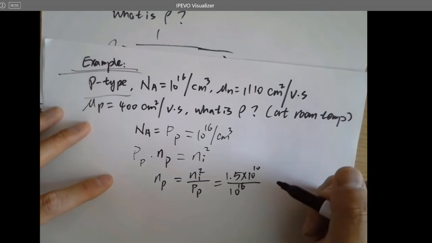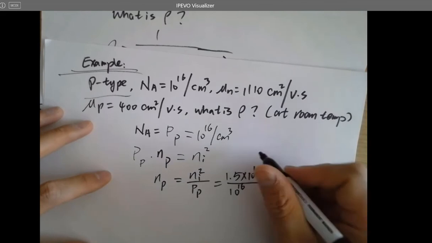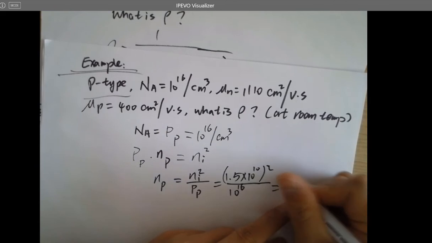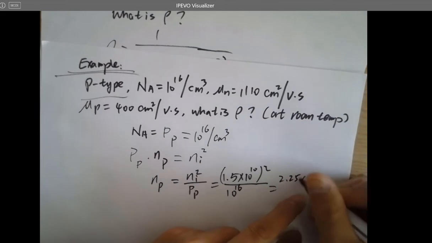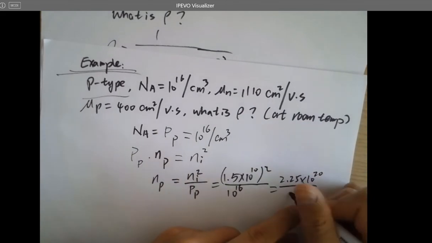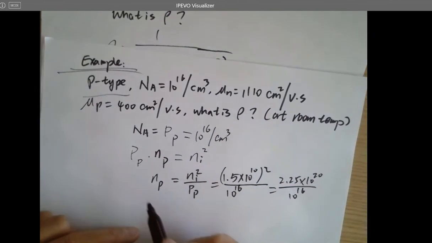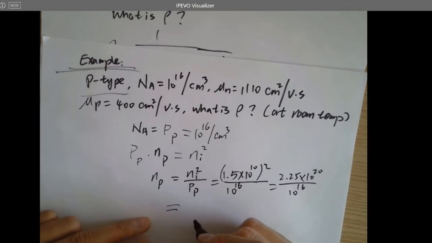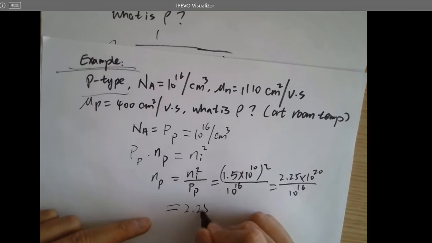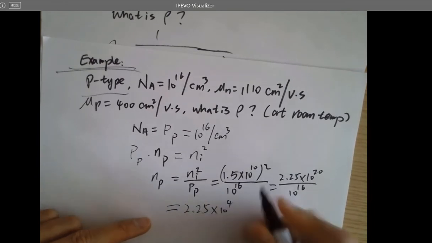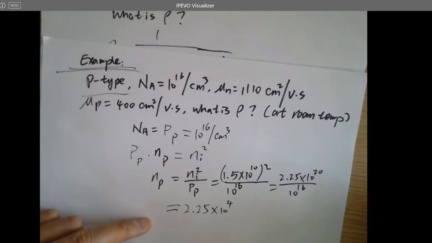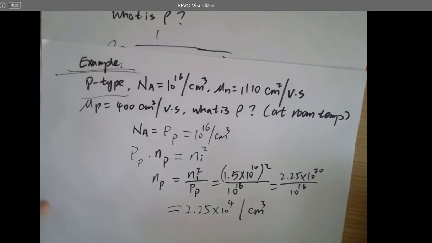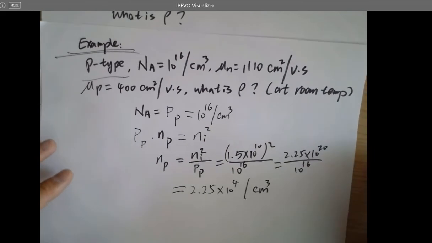Wait, is that correct? Squared, right? Forgot this. Which is 2.25 times 10 to the 20th over 10 to the 16th, which will be 2.25 times 10 to the 4th. What's the unit? Per cubic centimeter, right?